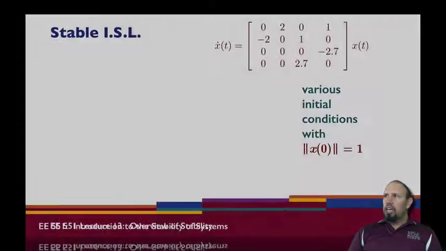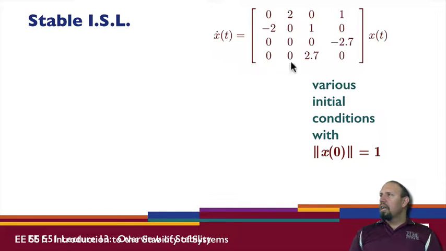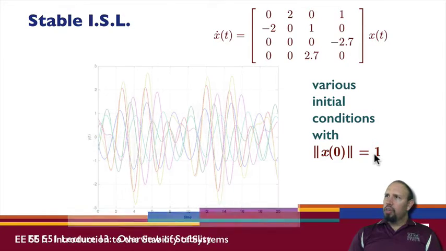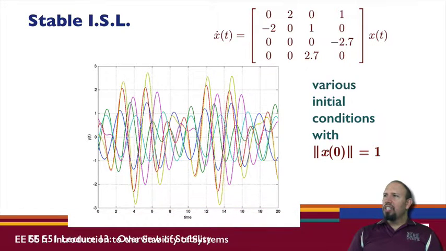All right, here I have a system, and I'm going to simulate it with various initial conditions, all of which have norm equal to 1. So this is starting with initial conditions on the ball of radius 1. And here are the responses that I get. You can see that even though I started with a ball of radius 1, some of the responses, depending on where the initial conditions are, can be of magnitude greater than 1.